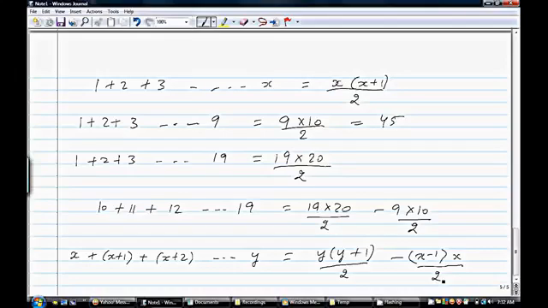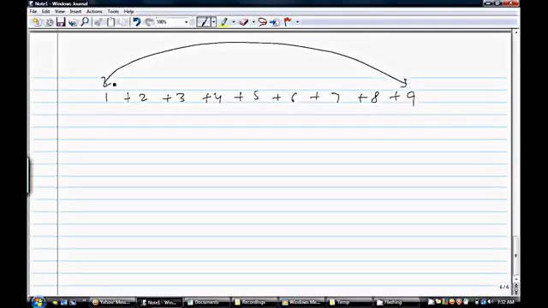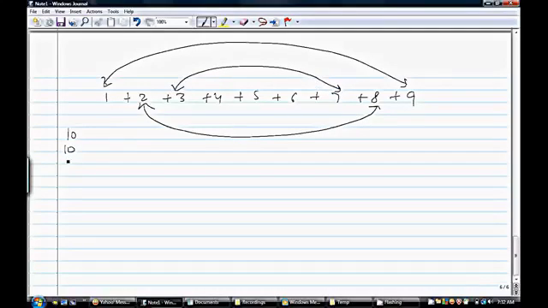If you don't want to cram this formula and want to understand how it was generated, let's go to the series again. We have 1 plus 2 plus 3 plus 4 plus 5 plus 6 plus 7 plus 8 plus 9. You can see that 1 and 9 add up to 10. Then 2 and 8 again add up to 10, and 3 and 7 is again 10, and then 4 and 6 is again 10, and I'm left with 5.